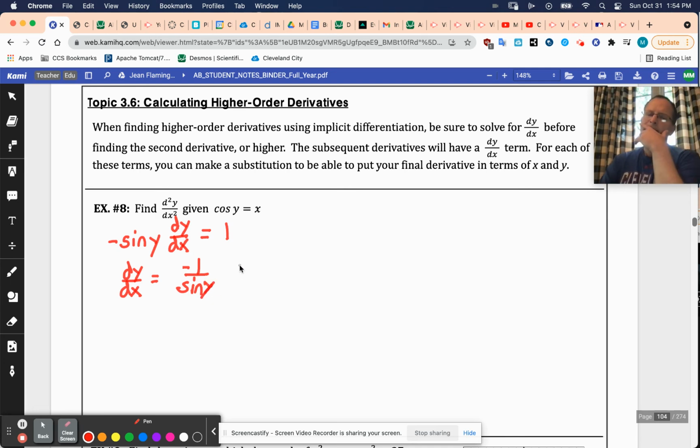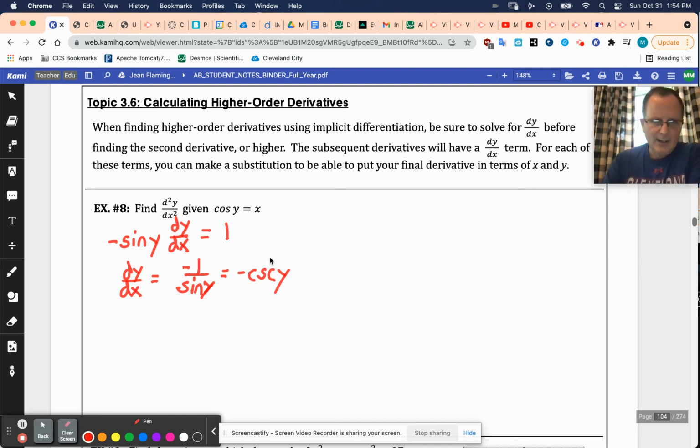Okay, that's interesting. Do we want to leave it like that, or write it as cosecant? I think I do. I want to write it as negative cosecant y. All right, so there's our first derivative.